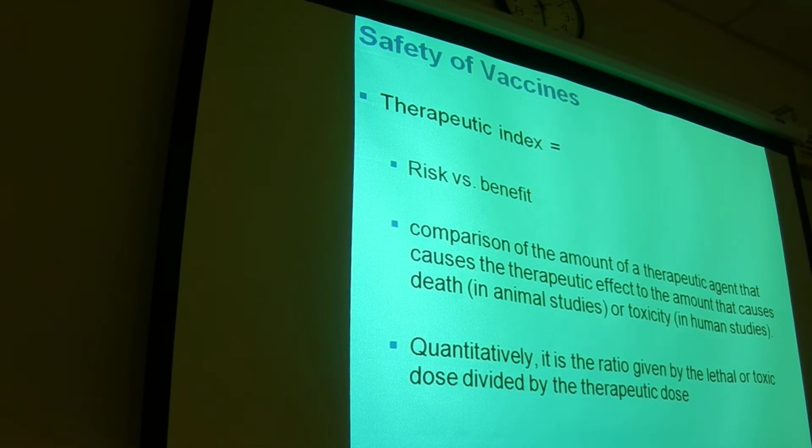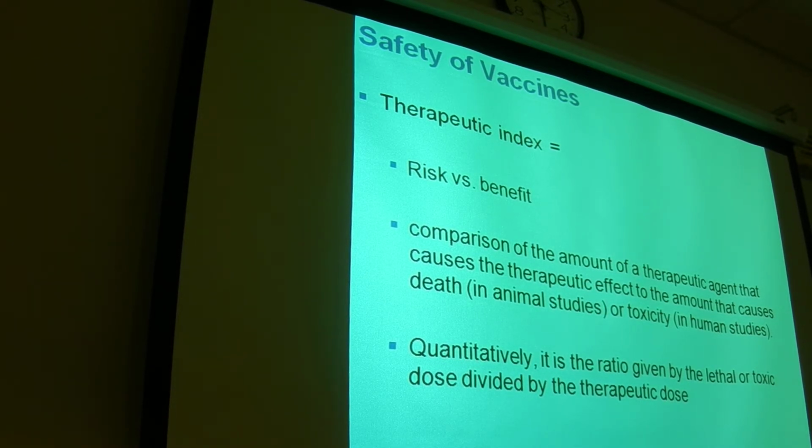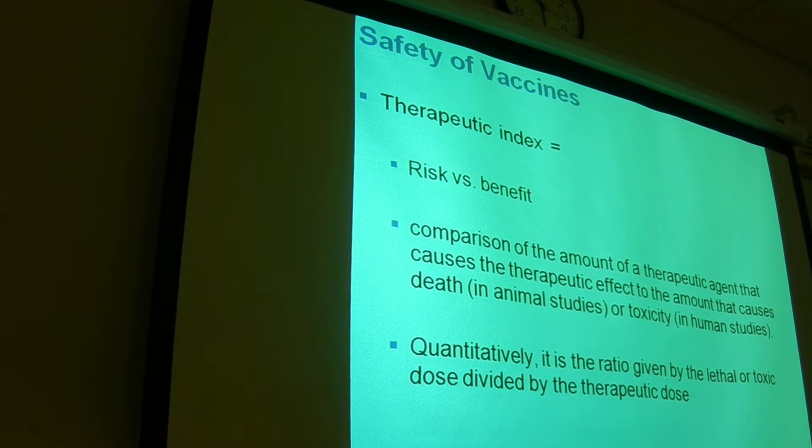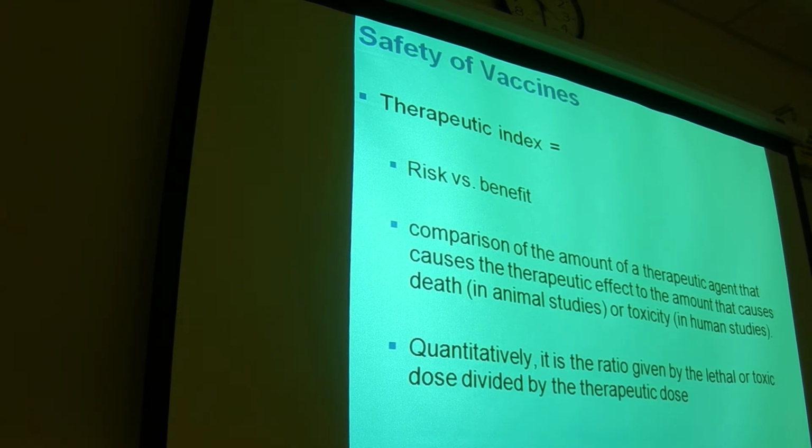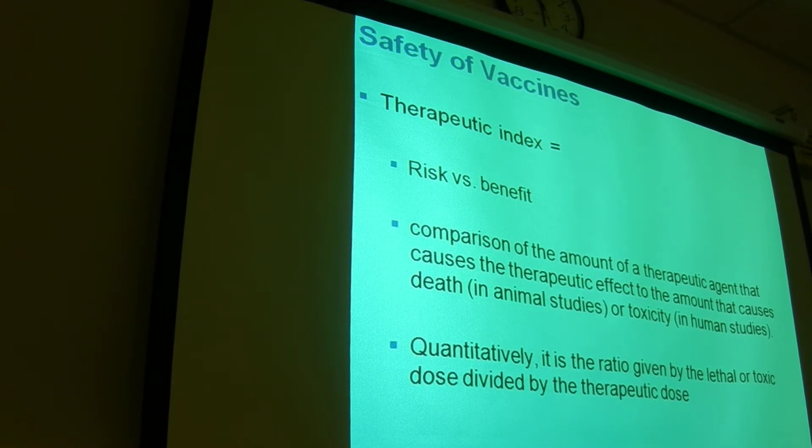So it's the comparison of the amount of the therapeutic agent that causes the effect to the amount that causes death in animal studies or toxicity in human studies. Again, how much can you give of the vaccine to a person before it causes them to get sick, or if you were doing an animal study, before it causes death. Quantitatively, it's the ratio given by the lethal or toxic dose divided by the therapeutic dose.